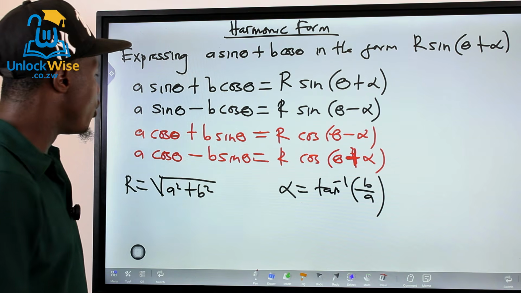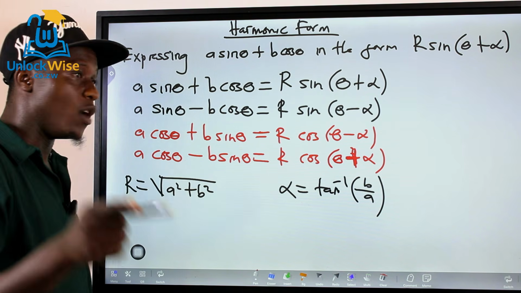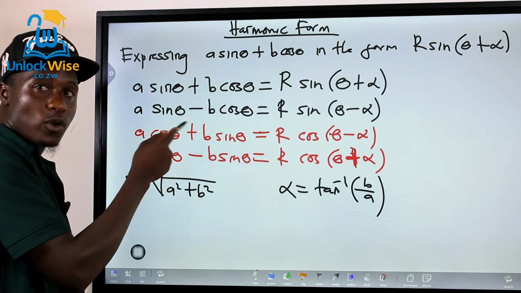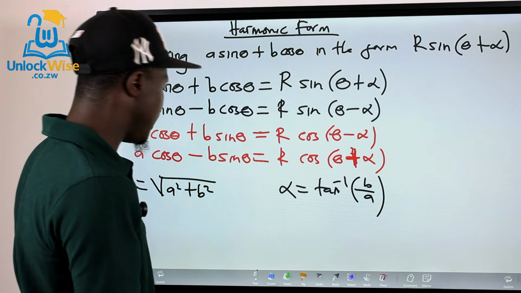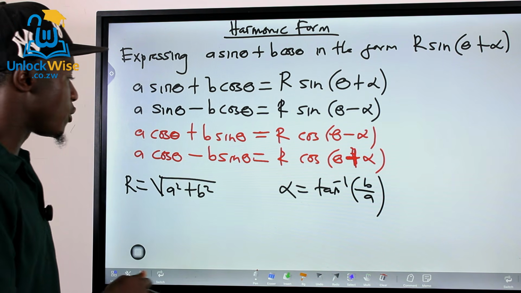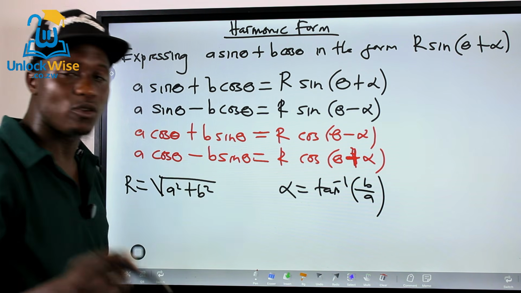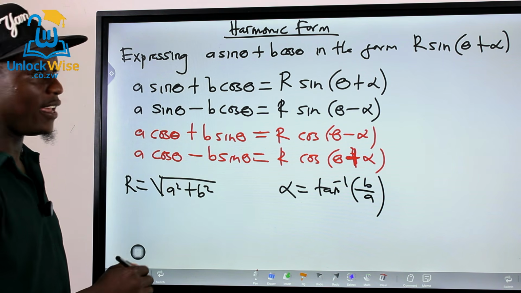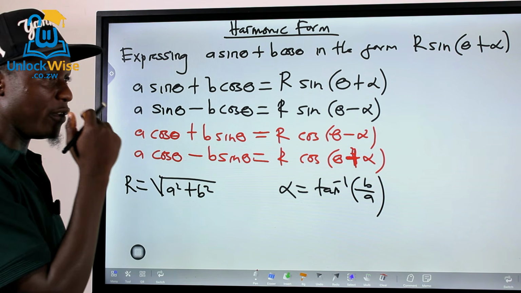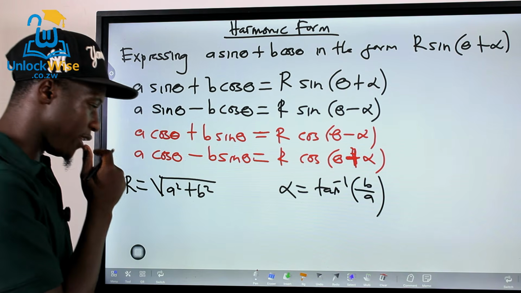Like I said before, cos is always opposing. Whenever cos is adding here, it goes on subtracting, and whenever cos is subtracting here, it goes on adding. So r is equal to the square root of a squared plus b squared, and alpha is equal to tan inverse of b over a. Now I'll put a question for illustration so that you can understand this topic.